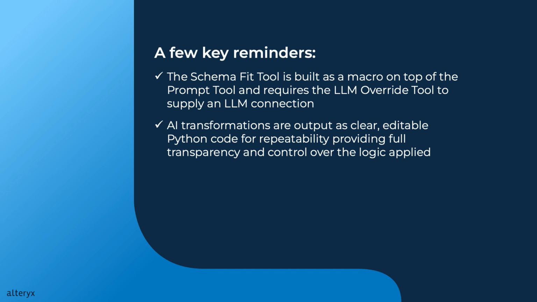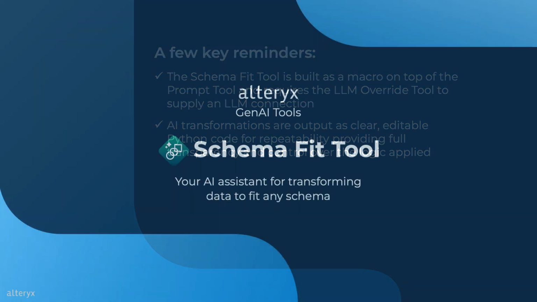Every transformation is output as clear, editable Python code. That means you can inspect exactly what was applied and reuse those steps later for deterministic, repeatable workflows without needing the LLM again. This gives you full transparency and control. You're not just getting a result, you're getting the logic behind it.